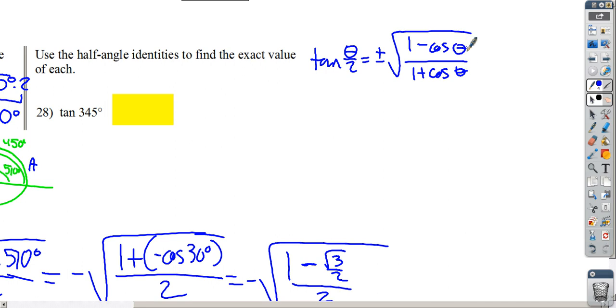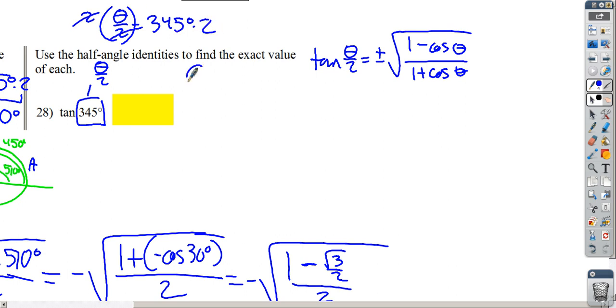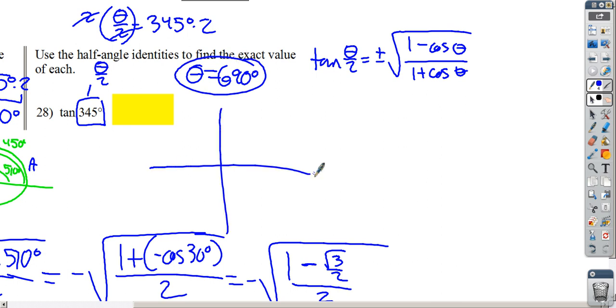So again, this angle, 345, represents some angle that we cut in half. So if theta over 2 is 345, what would just regular theta be? We'll multiply both sides by 2 to do that, and we'll get theta is equal to 690. So let's figure out where we are for 345, first of all, because that tells us what's going to be the plus or minus in front of that radical. And then secondly, we'll figure out where 690 puts us.